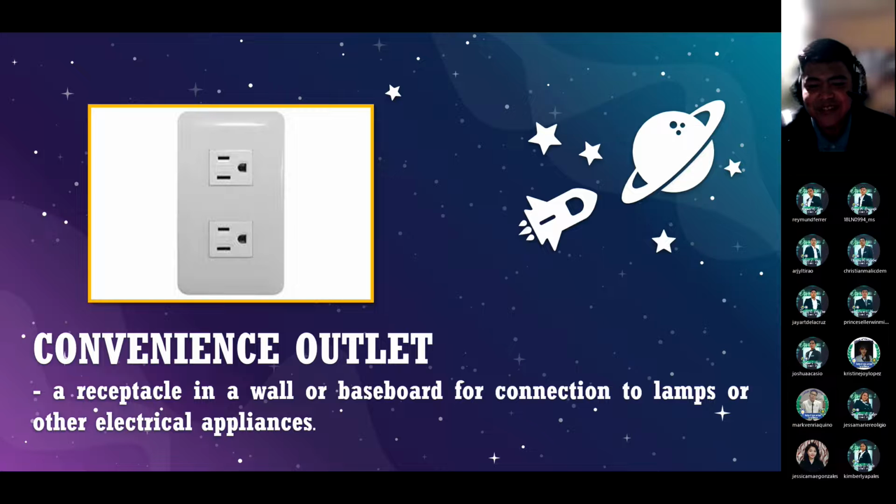So it is an electrical material that acts as a convenient source of electrical energy for current consuming appliances. It is where the male plug of an appliance is inserted and usually fastened on the wall or connected in an extension cord. Is it clear, class? Are you with me, class? Yes, sir. Okay, thank you.